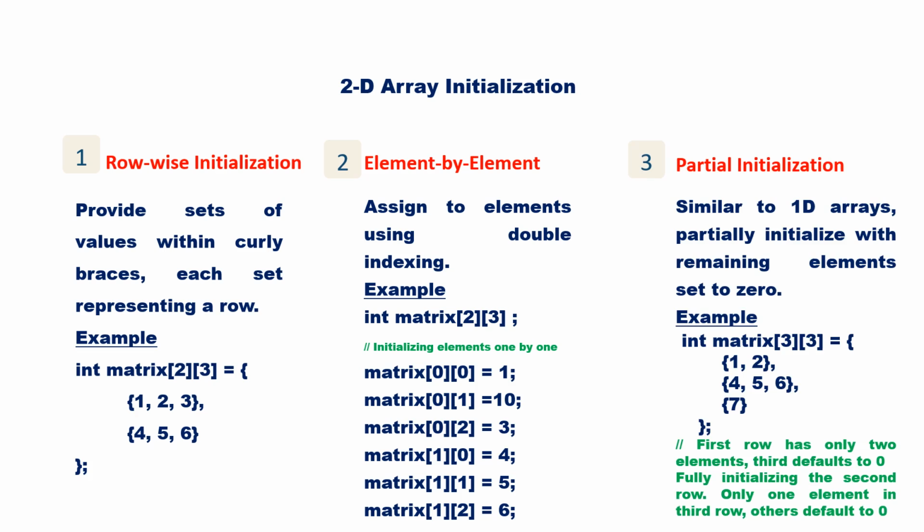Partial initialization. Like 1D arrays, you can initialize a portion of a 2D array and any unspecified elements default to 0. In the example given, the first row has only 2 elements, the third element is set to 0 by default, and the second row is fully initialized. Only one element in the third row is given, others default to 0.